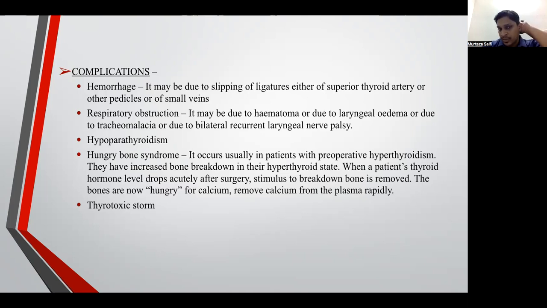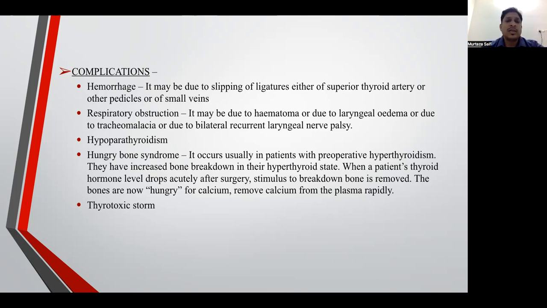Then hypoparathyroidism. The parathyroid glands are situated at the lower border of the thyroid gland, and injury to a parathyroid gland results in hypoparathyroidism. If you identify it, you can recognize the khaki colored gland. If you remove the thyroid and identify that khaki colored gland at its lower pole, you can re-implant the parathyroid gland into the sternocleidomastoid muscle. So this is hypoparathyroidism.